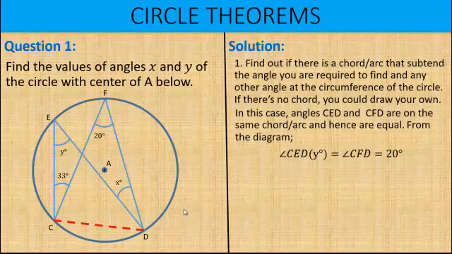So you write that angle CED, and look at CED, that is y. That's why I have put y degrees in this bracket, is equal to angle CFD. And what is the angle CFD? It is 20 degrees. So since we know that angle is the same as the y degrees, we can write that y degrees is equal to 20 degrees. So this is done by observation.